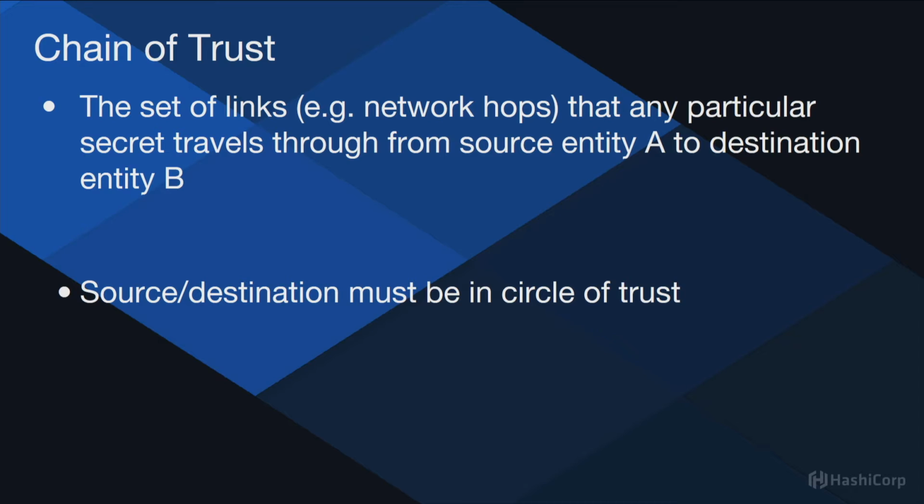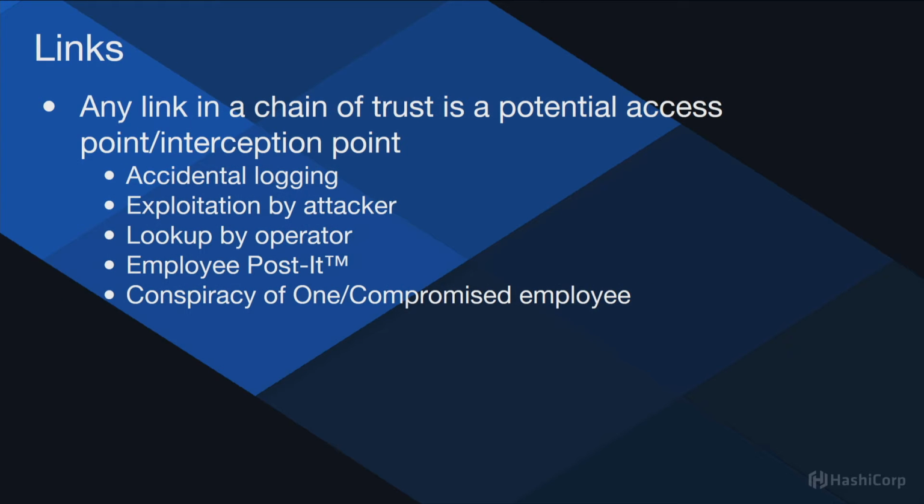Both ends of this must be in the circle of trust, because by definition, we're basically saying there is a secret, so therefore the long-term use or storage of the secret has to be in our circle of trust, so that has to be the source and destination of the chain. Any link in a chain of trust is a potential access point or interception point.